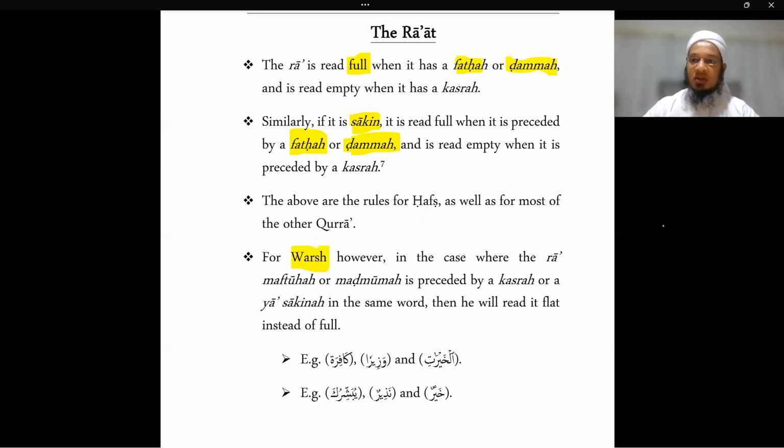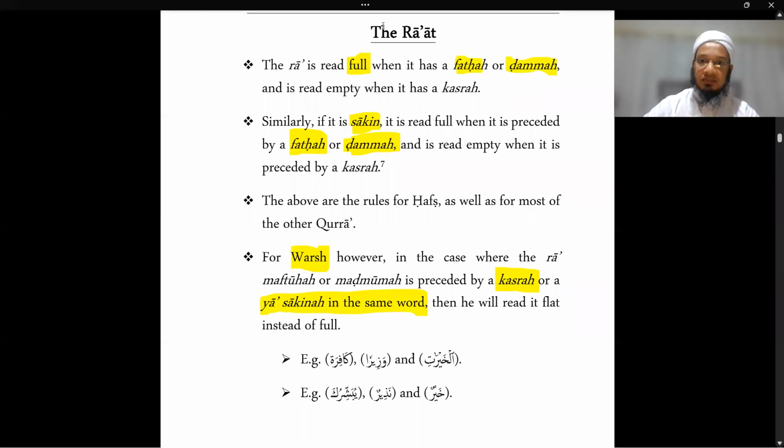In the case where the Ra has a Fatha or a Dhamma, we saw before that a Kasra causes the Ra sometimes to become flat. So here, the Kasra will still be that cause, even though the Ra is not Sakin, even though it has a Haraka, a Fatha or Dhamma. The Kasra before it, or the Ya Sakina in the same word that comes before, will cause the Ra to become flat, tarqiq, instead of full tafkhim.